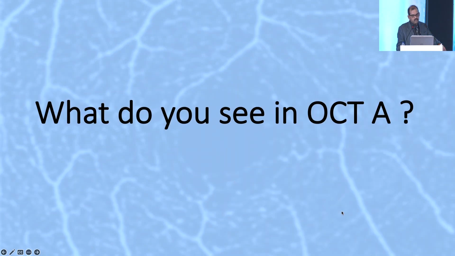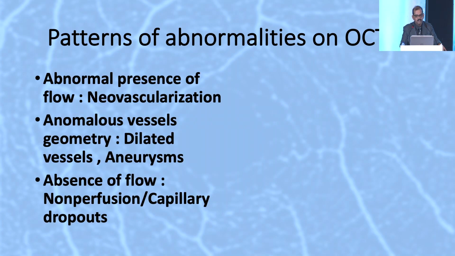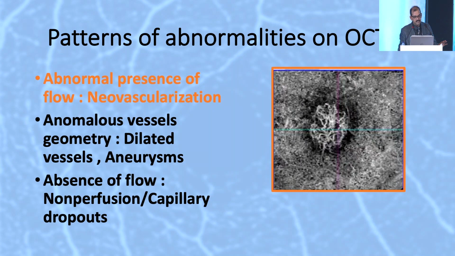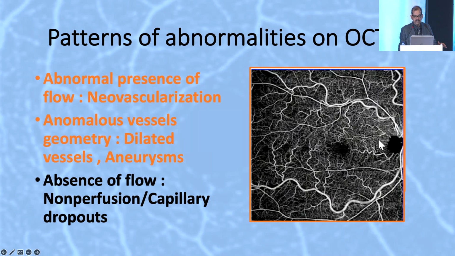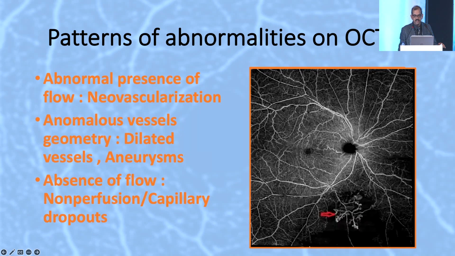Now, what do you see in OCT angiography? The patterns of abnormalities that are seen on OCT angiography are abnormal presence of flow, that is neovascularization. You can see here, these are the neovascular networks. Anomalous vessel geometry, the abnormal vessels, dilated vessels can be seen. You can also delineate aneurysms. You can also beautifully delineate the avascular areas, the areas of non-perfusion and capillary dropouts.